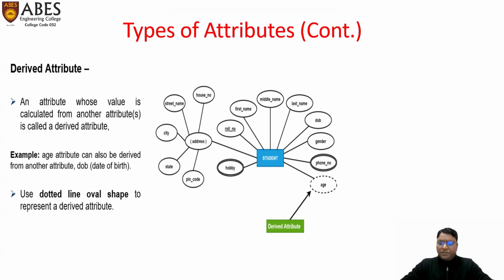Suppose, if we consider another example, suppose you know the salary of any employee, then you can derive the tax calculated by the formula. So the tax calculation will be derived from the annual income and the savings, whatever the things are given.